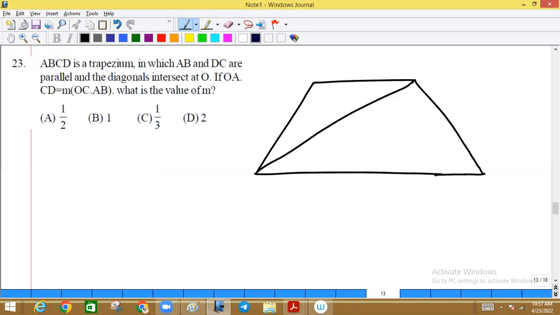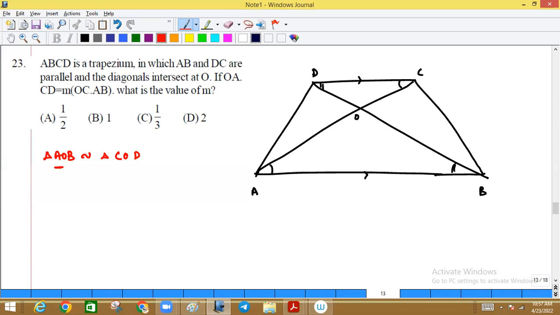Take two diagonals. What are the parallels? AB, BC. Can you tell me the similarity in this? What is the similarity of triangles? Triangle AOB is similar to triangle?